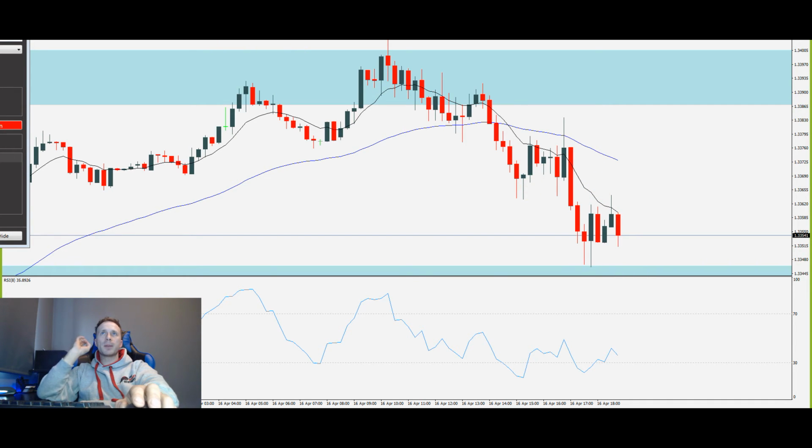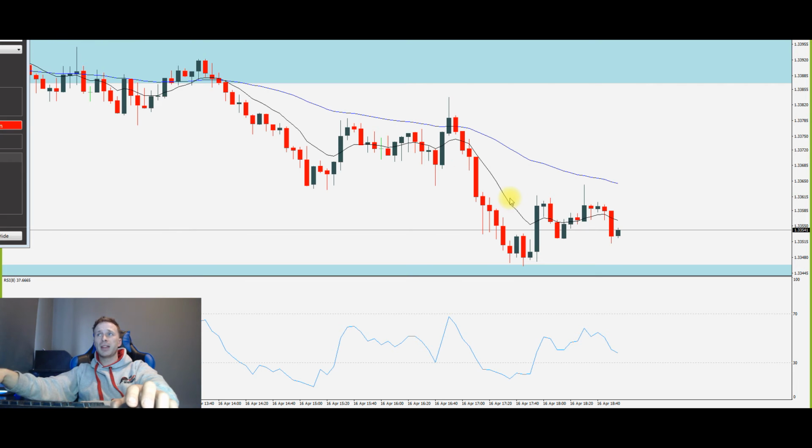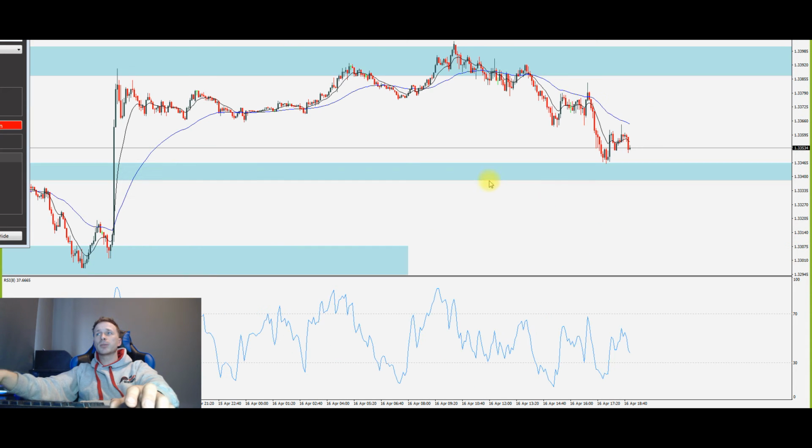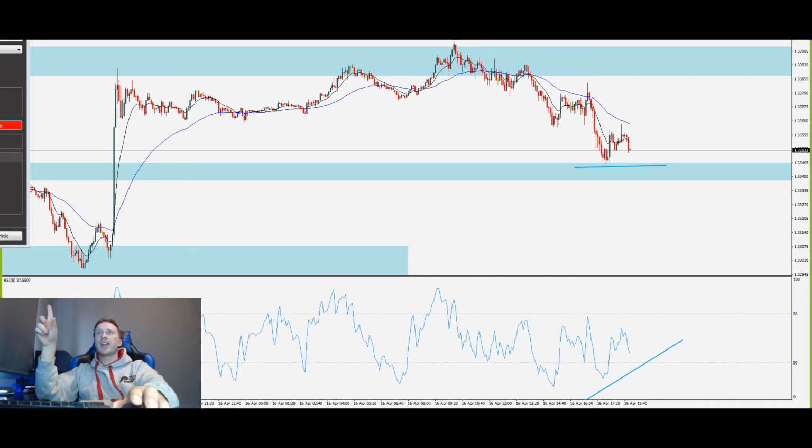What I believe will happen with this currency pair is I believe the price will actually form a double bottom here, and we're going to have a bit of divergence on the RSI, and then I'm going to buy the market. Pretty much that's what I think is going to happen. I might be wrong, I might be right, who knows. I can only go with what I'm seeing on my charts right now.